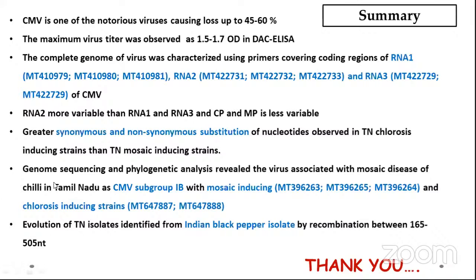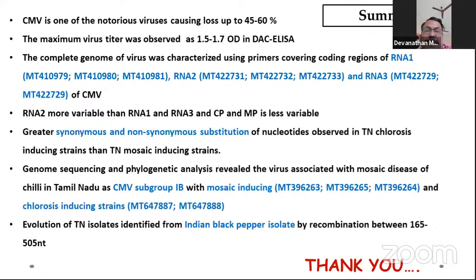Further genome sequencing and phylogenetic analysis revealed that the mosaic disease of chilli is caused by CMV subgroup IB, with mosaic-inducing and chlorosis-inducing strains. The evolution of these TN-CMV isolates was also observed from the Indian black pepper isolate by recombination between the positions of 165 to 505 nucleotide. Hence, understanding the genetic structure, diversity, and evolutionary history of the virus is an important aspect for the development of management strategies. Our study may give a better conception of the genetic structure and evolution of CMV. Thank you.